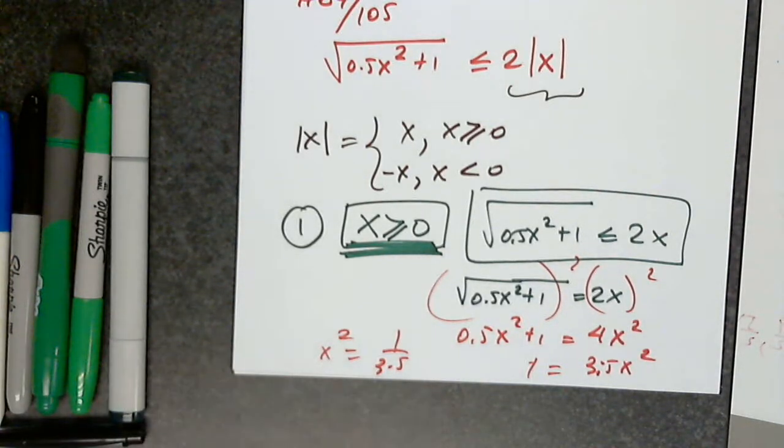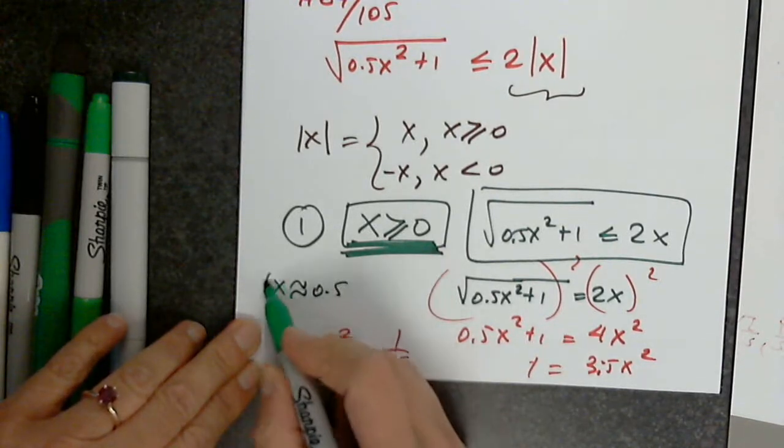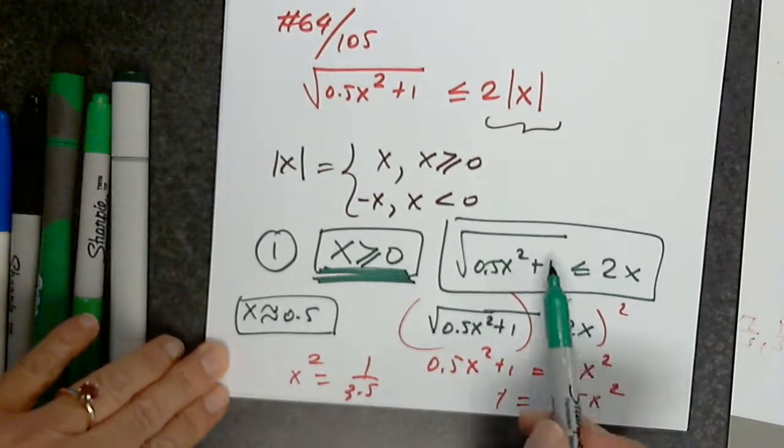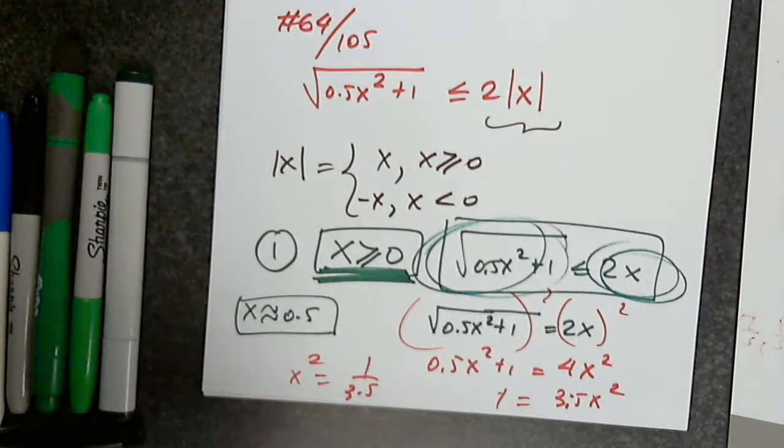When I take the square root of 1 divided by 3.5, what do I get? 0.5. Okay? So they intersect approximately at 0.5. This side and this side. Okay, so now let's give it a shot.